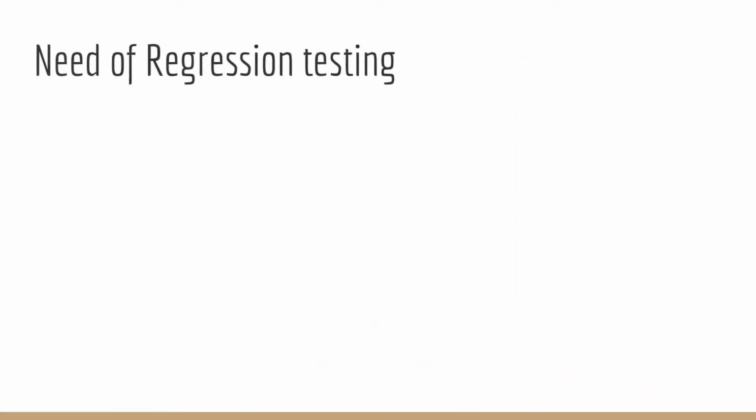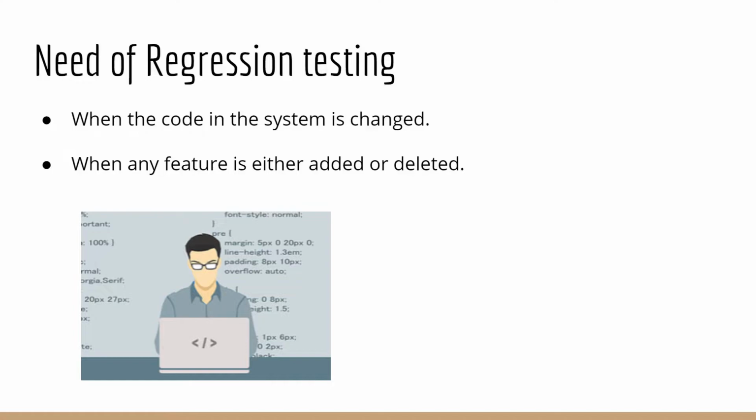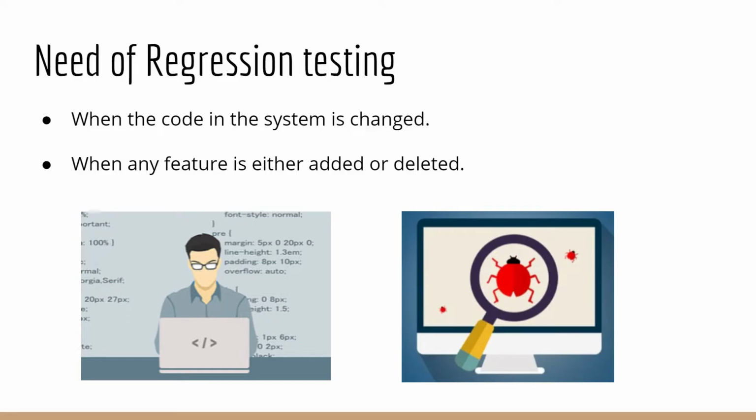Let us now see the need for regression testing. There are various reasons why, despite being a lengthy and tiresome method, regression testing is a crucial part of the software testing cycle. The need for it might arise when the code in the system is changed. The modified code might lead to unwanted changes in the software. This makes testing every unit an important process. It is also necessary when any feature is either added or deleted. These modifications affect other parts of the software as well. Ensuring smooth working despite changes is what regression testing aims at.